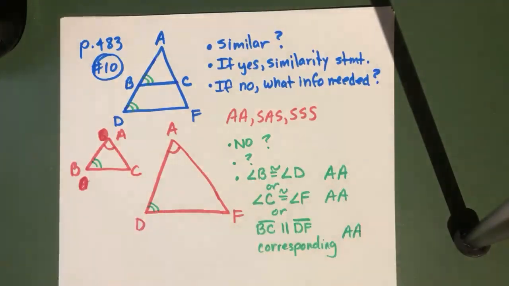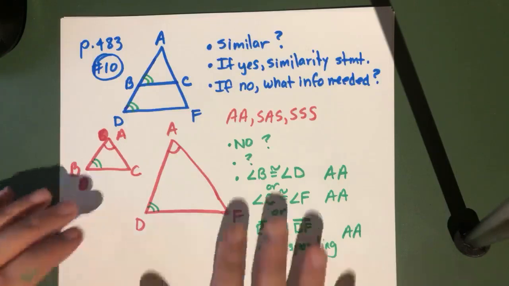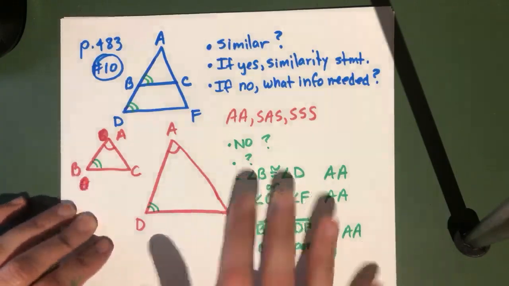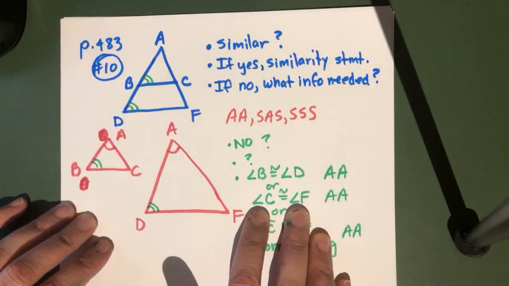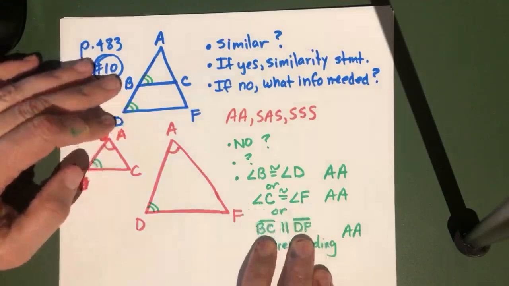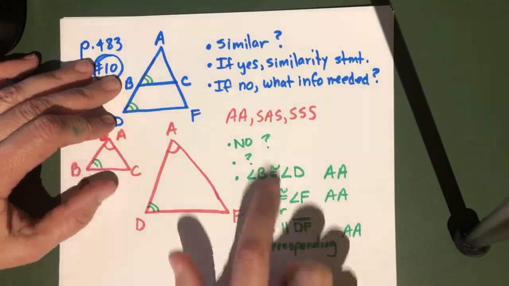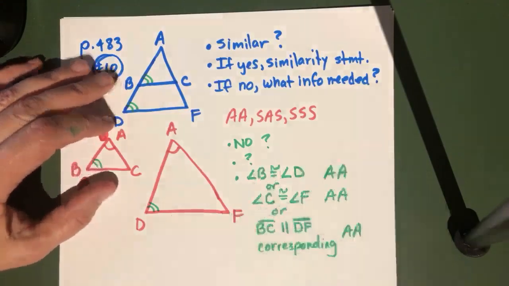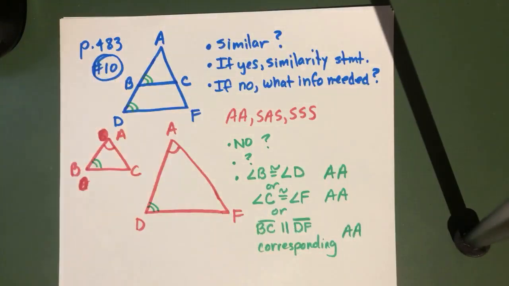So those are the different possibilities for number 10, okay? No, there's not enough information to say they're similar, so I can't write a similarity statement. What information would I need? Well, you could know B is congruent to D, or you could know C is congruent to F, or you could just flat out say BC and DF are parallel, which gives you B and D and C and F. And all of those would give you AA. We can't do SSS or SAS because we don't have any side lengths, okay?